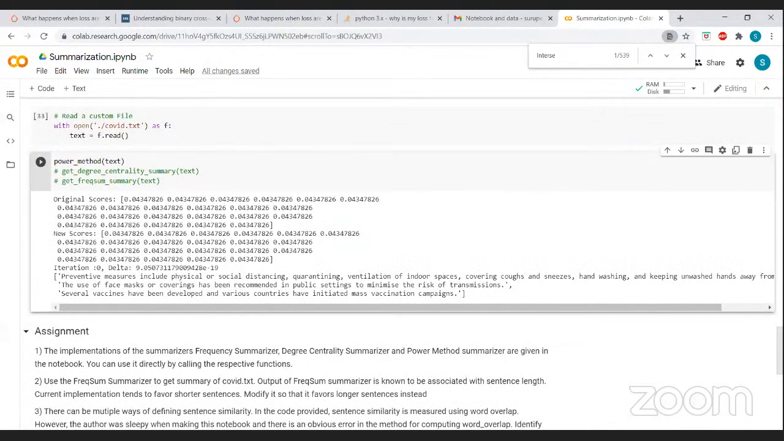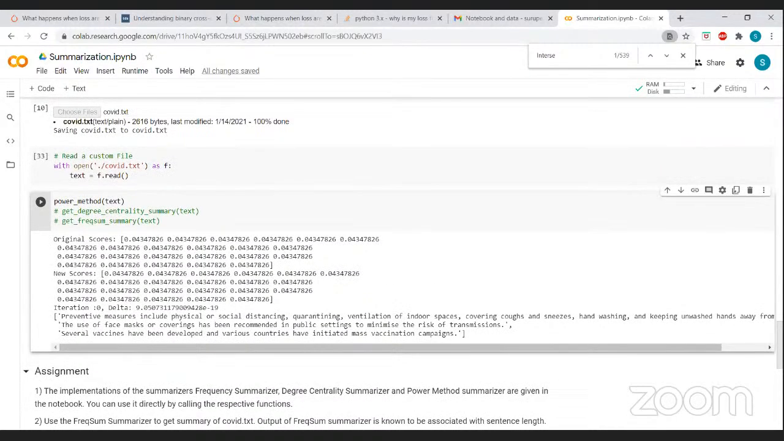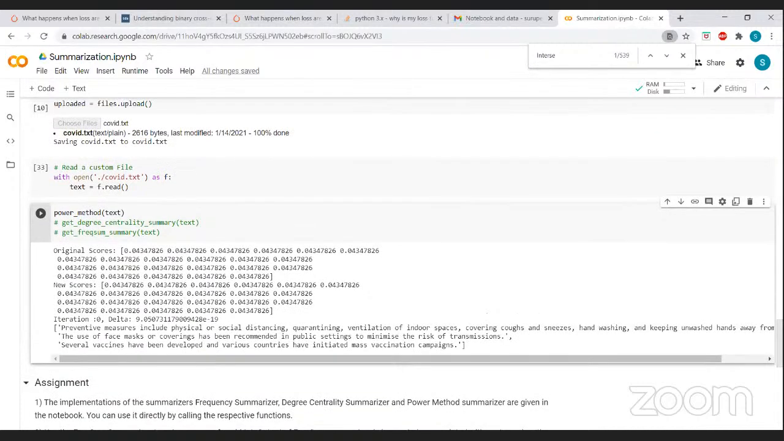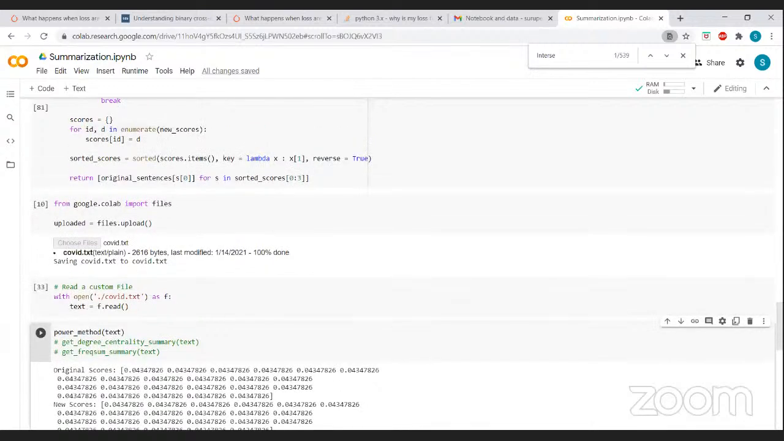And likewise, if your lambda is 0, then you completely rely on the pairwise sentence similarity. But you cannot keep lambda zero because in some cases you will never converge if your lambda is zero. So you should have at least some small lambda value. Because you remember we talked about the two requirements for this to converge: the graph or the matrix should be aperiodic and irreducible. Non-zero lambda makes sure that these matrices are irreducible and aperiodic. And that's why you need at least some small value of lambda.